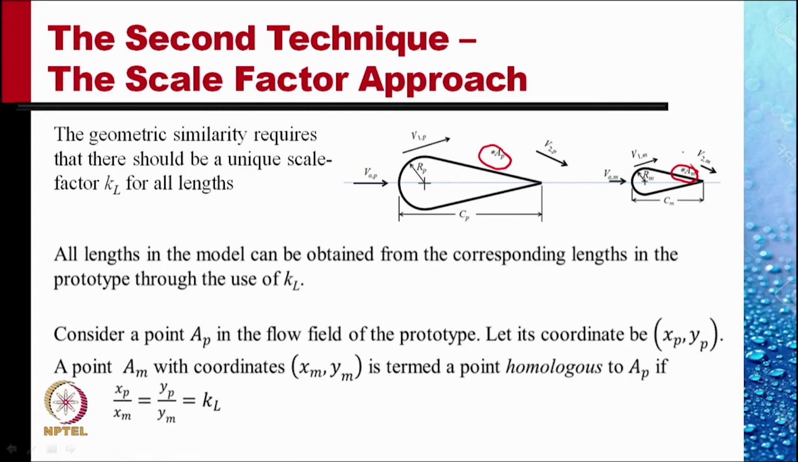In other words, if we enlarge every dimension of the model and the flow picture of the model by factor KL, then it will superpose the prototype exactly, and the point AM would then lie exactly over the point AP on the prototype. Every length, every coordinate is scaled by the same factor KL.